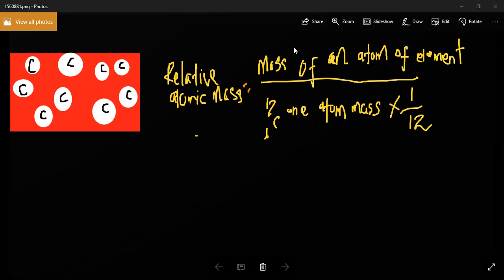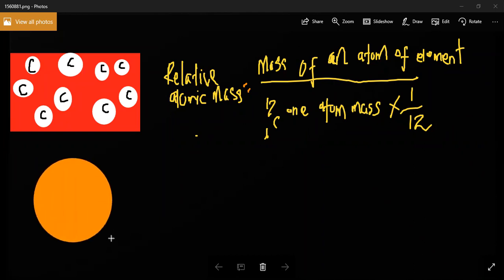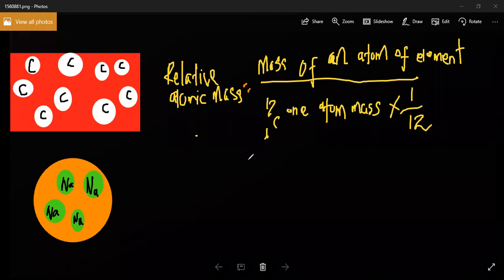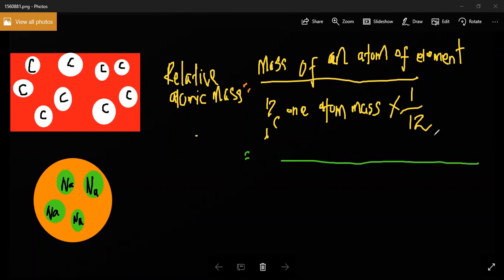For example, I'm taking here sodium. In this sodium atom, can you tell me the mass of one sodium atom? 3.819 into 10 to the minus 23.